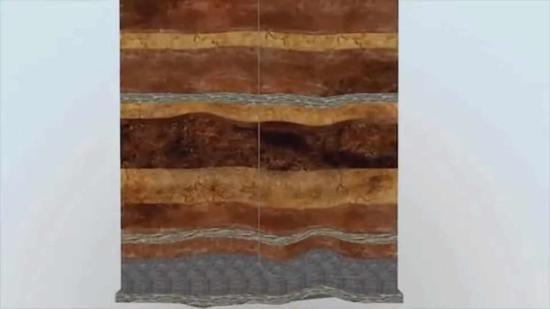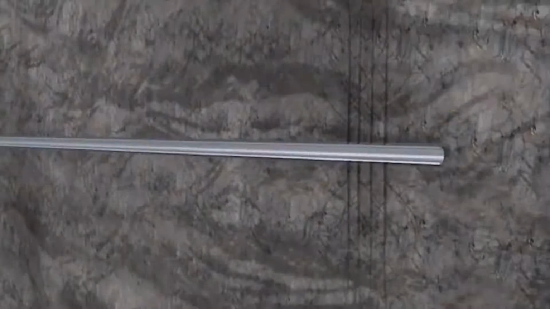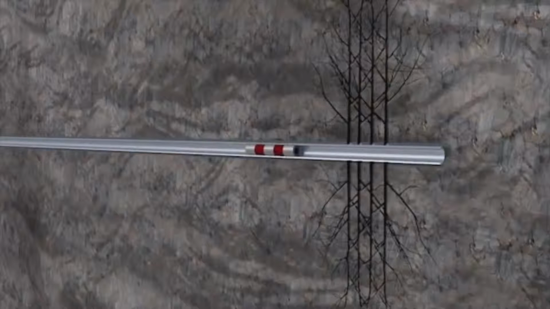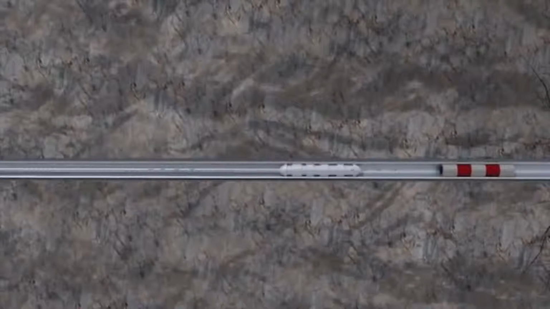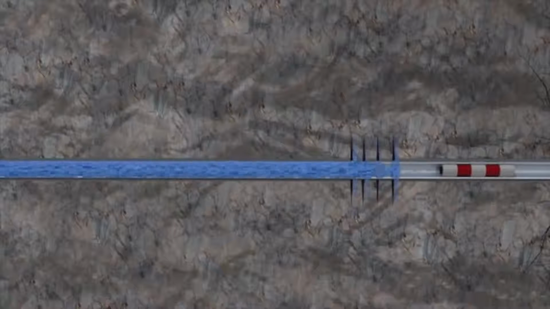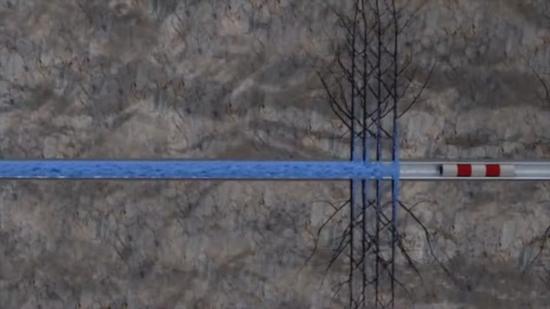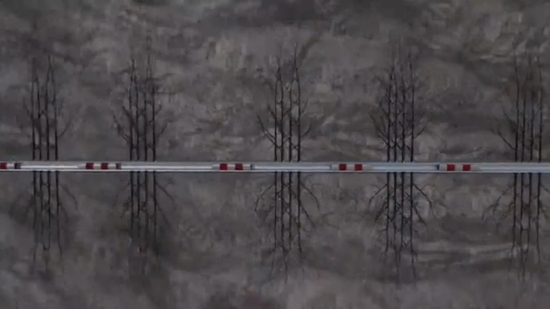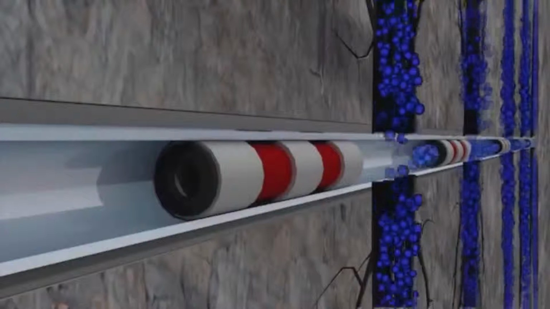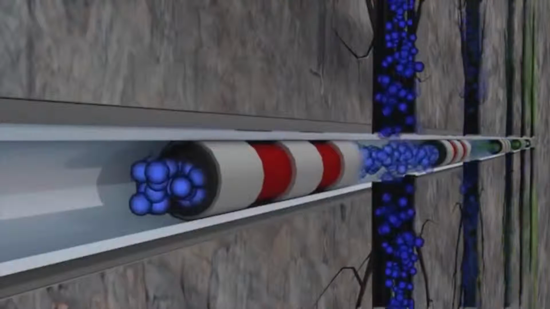This initial stimulation segment is then isolated with a specially designed plug, and the perforating guns are used to perforate the next stage. This stage is then hydraulically fractured in the same manner. This process is repeated along the entire horizontal section of the well, which can extend several miles. Once the stimulation is complete, the isolation plugs are drilled out and production begins.